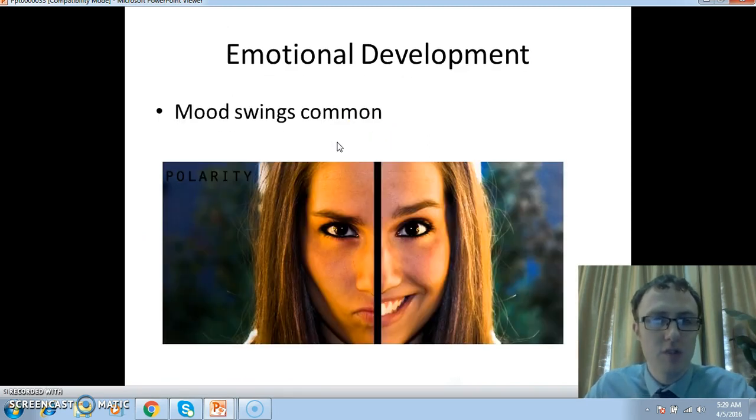Okay, right, mood swings are common for adolescents. Why? Because the hormones, testosterone for men and estrogen for women, as well as producing the effects of puberty, the physical changes, can also create moodiness and mood swings as well.